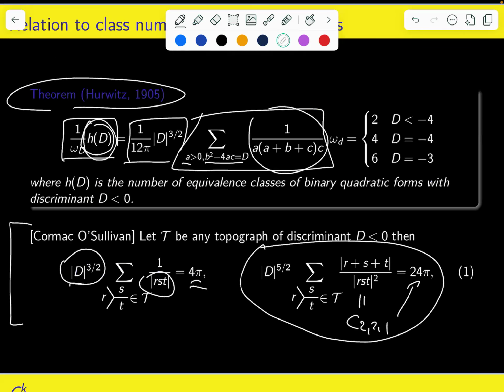Well, any questions? So somehow I connected the string theory formulas to quadratic class number. They're just the same formulas, but under different disguise.